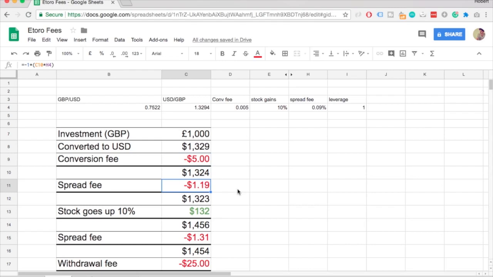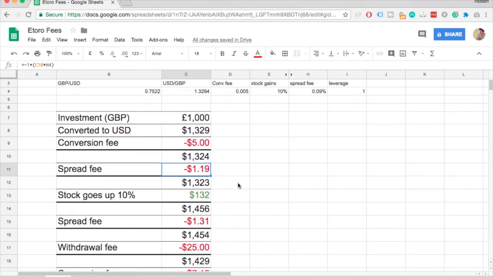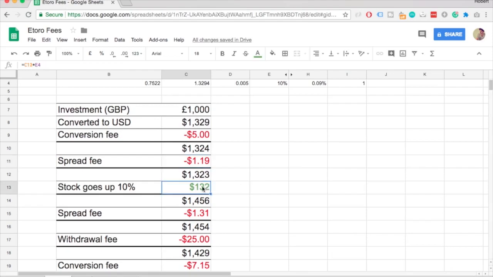While buying, there will be a spread fee of 0.09% applied to the price. So there's about $1.19 of spread fees. Now, we waited for a month and it happens to be that we've chosen the right stock and it goes up by 10%. In this case, we've just made a bit more than $130 and it means we now have $1,456. And now we decide to cash in.